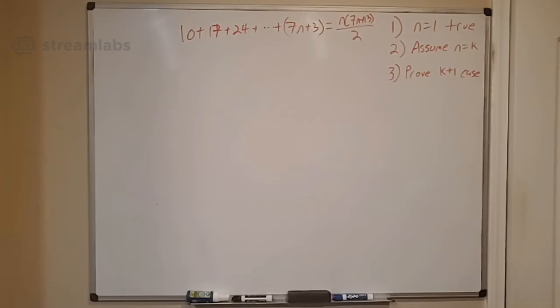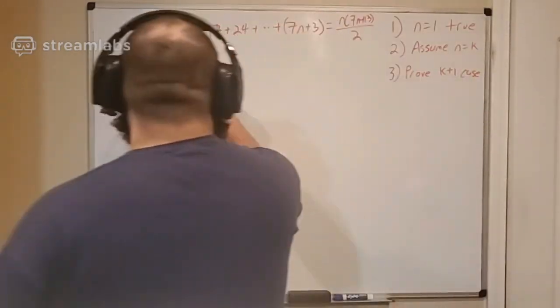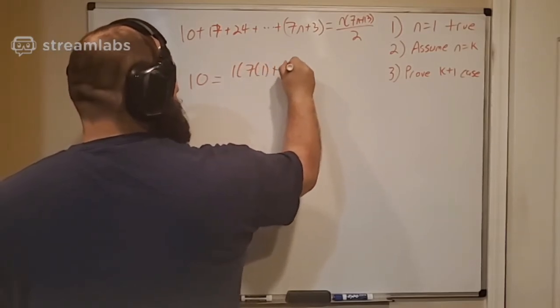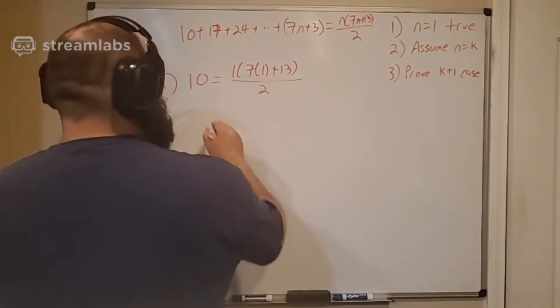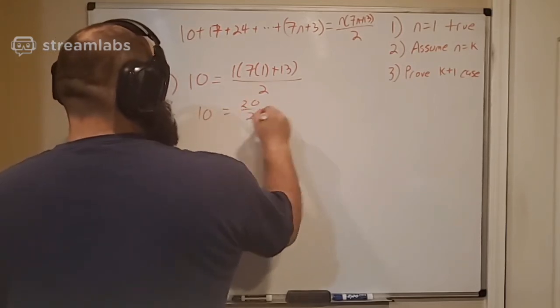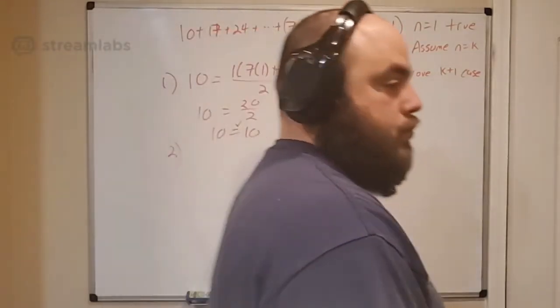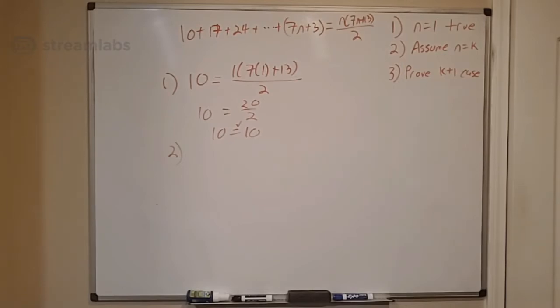See if n equals 1 is true. Okay, so does 10 equal 1 times (7 plus 13) over 2? 10 is equal to 20 over 2. 10 equals 10. True. All right, somebody else, give me step 2. Oh, come on, step 2 is the easiest one. Assume that n equals k. So replace those n's with k's.